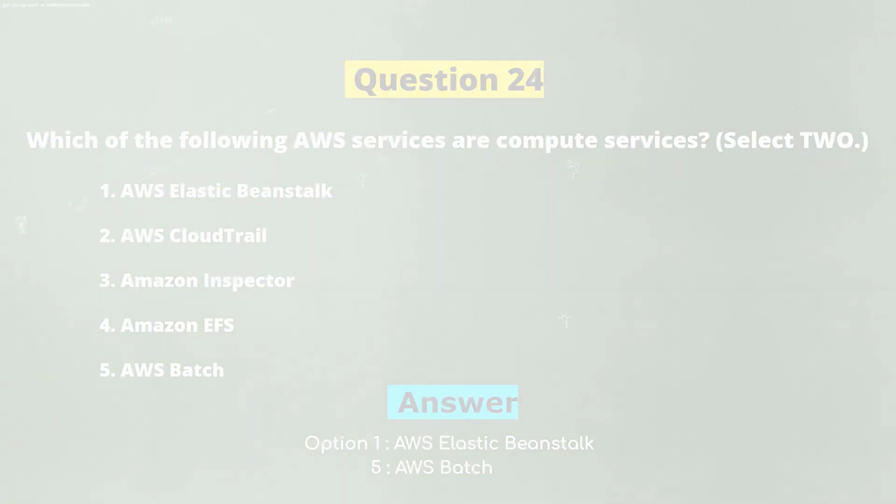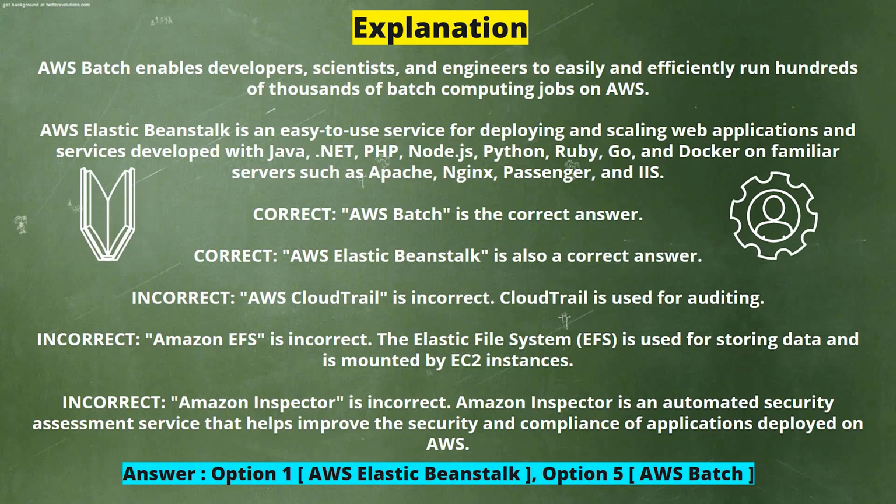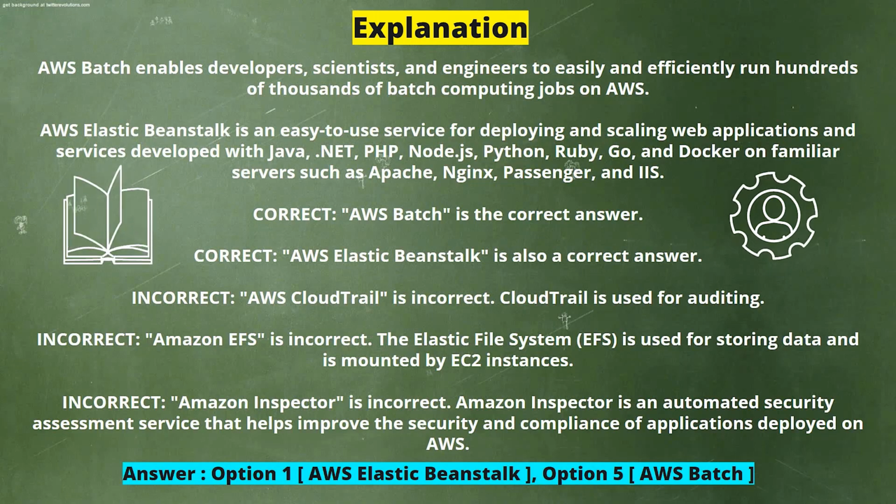AWS Batch. Explanation. AWS Batch enables developers, scientists, and engineers to easily and efficiently run hundreds of thousands of batch computing jobs on AWS. AWS Elastic Beanstalk is an easy-to-use service for deploying and scaling web applications and services developed with Java, .NET, PHP, Node.js, Python, Ruby, Go, and Docker on familiar servers such as Apache, Nginx, Passenger, and IIS. Correct. AWS Batch is the correct answer. Correct. AWS Elastic Beanstalk is also a correct answer.